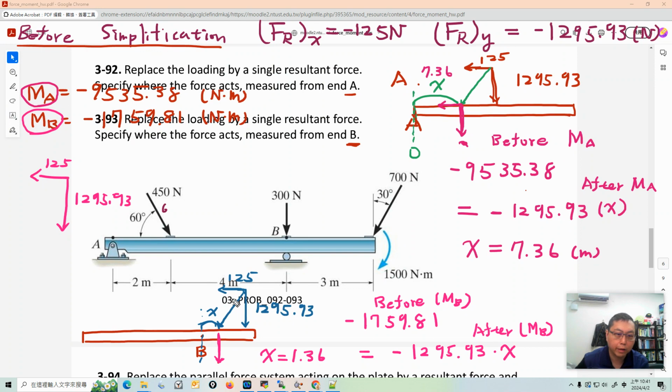I hope you get a better understanding of this procedure, because this is used a lot in mechanics of materials calculations. And before you calculate the total moment of the system, don't forget there's a moment here, so you have to add it into your equation.